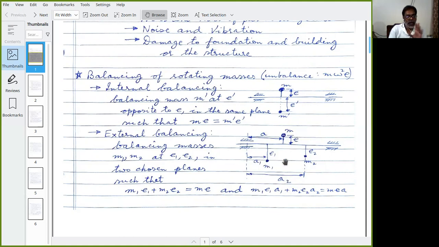So all that can be avoided if the moments of these three unbalanced forces about this point is zero, and that will happen when the moments of these two will balance the moment of this directly, and that is this. Again, omega square is common. So this is called external balancing. When, in order to balance unbalanced mass, you put balancing masses in other ways, typically in two ways.